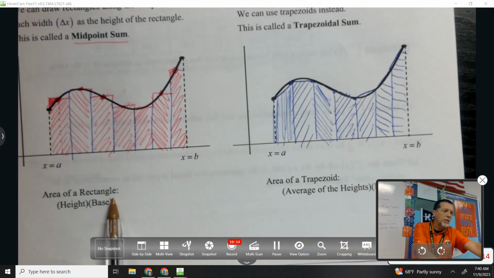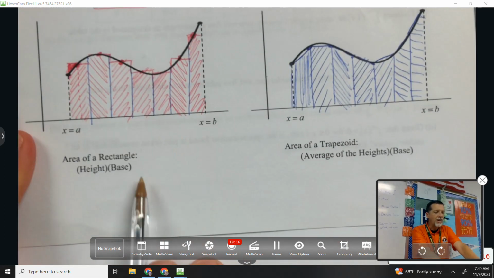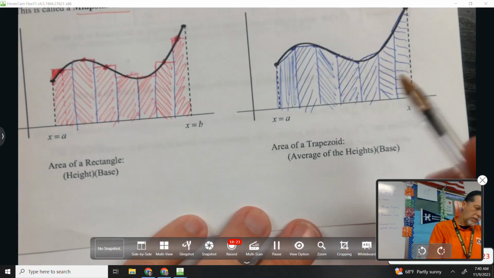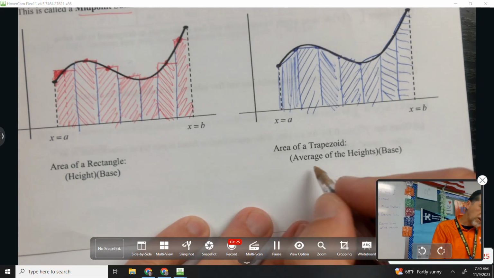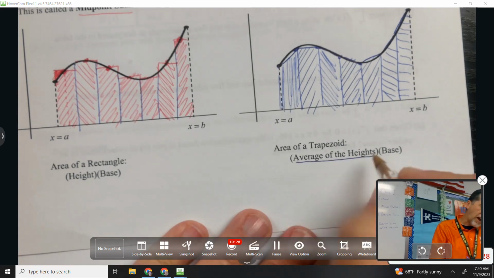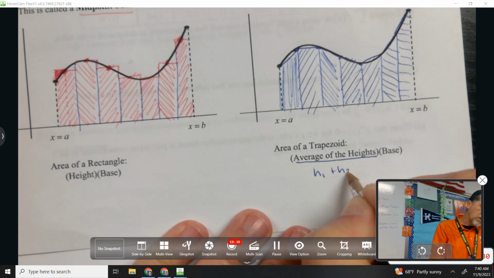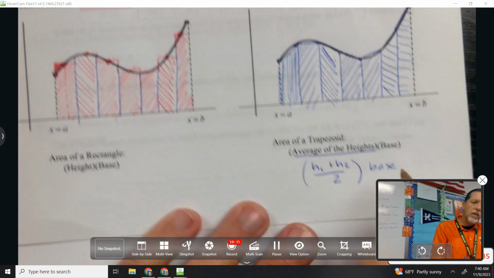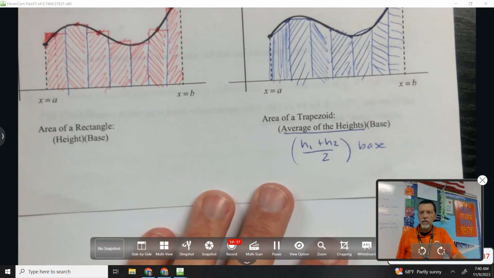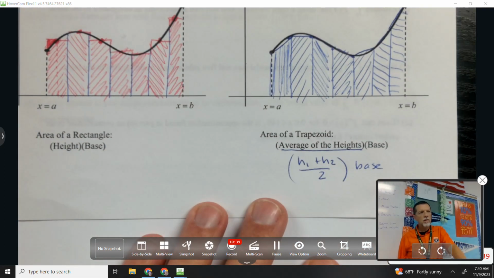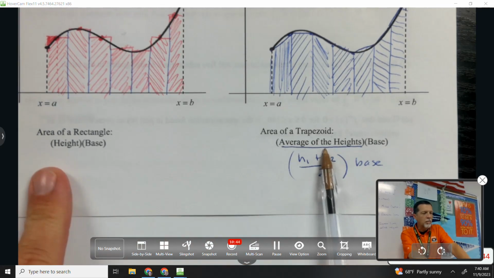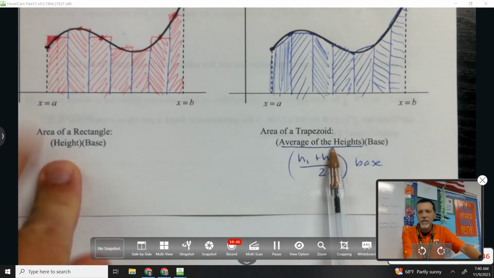Here's the geometry we need this lesson today. The area of a rectangle is height times base, or base times height. The area of a trapezoid is the average of the heights, so like h1 plus h2 over 2 times the base. Average of the height times the base. So it's kind of like a rectangle formula. Instead of height times base, it's average height times base.